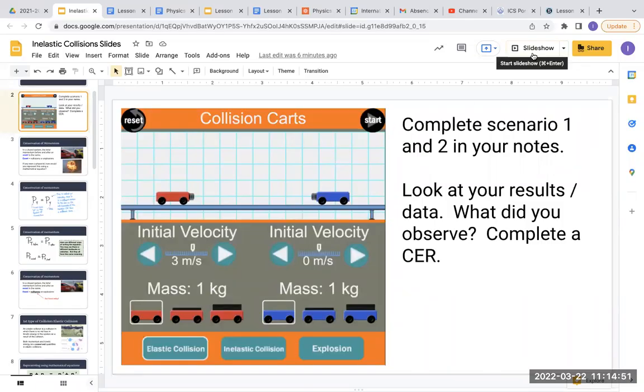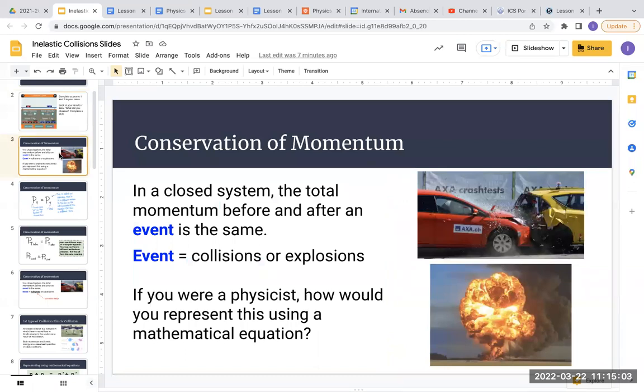Right, so last lesson you looked at some collisions. To be very specific, we looked at elastic collision. So that's one particular type of collision. And you did two scenarios, wrote a CR, and found that the total amount of momentum before and after a collision would be the same. And we call this idea and concept the conservation of momentum.